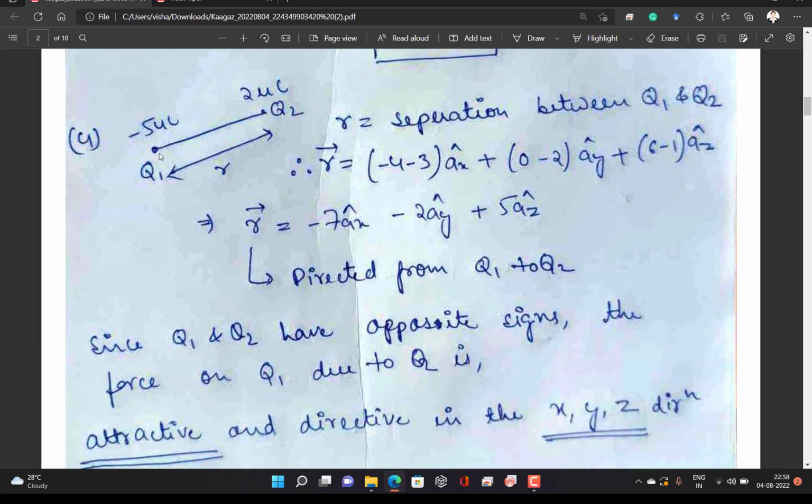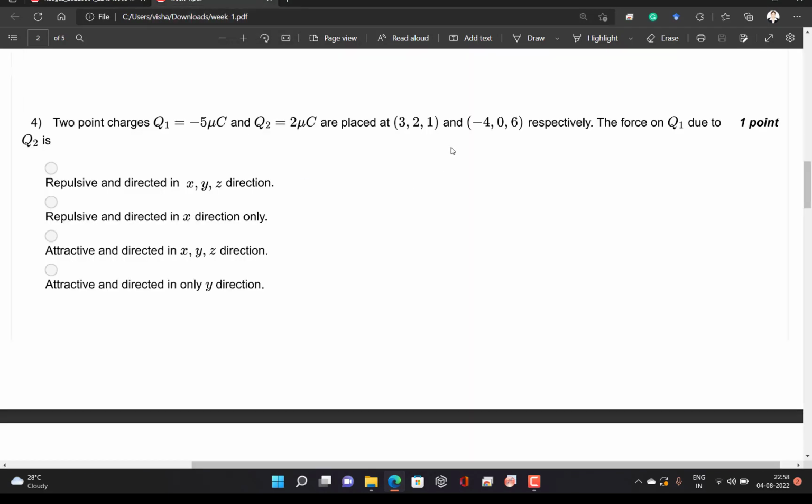So let's take Q1. We have taken Q1 and Q2 in a space, and R here is the separation between Q1 and Q2. So R will be equal to, let's put the Cartesian coordinates here: minus 4 minus 3, 0 minus 2, 6 minus 1.